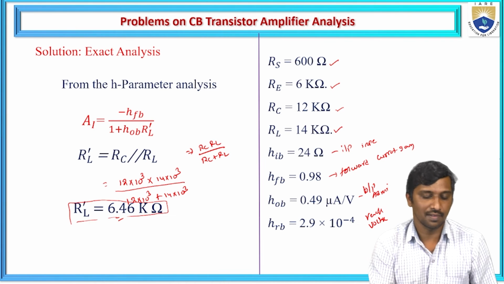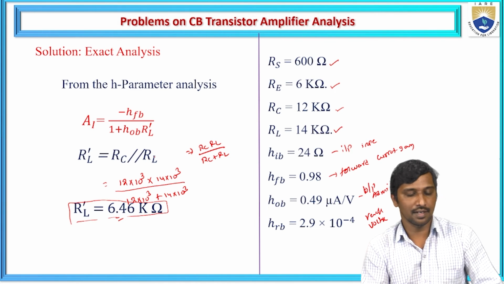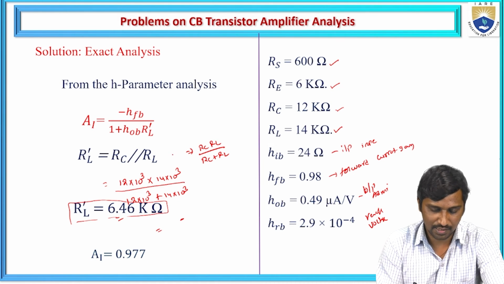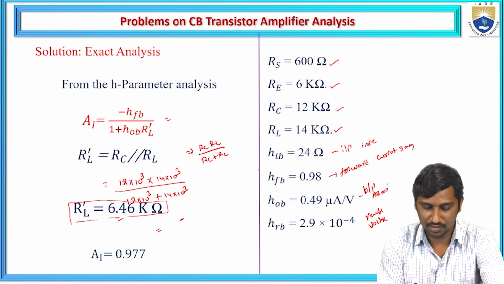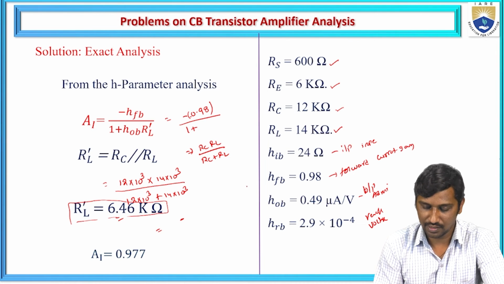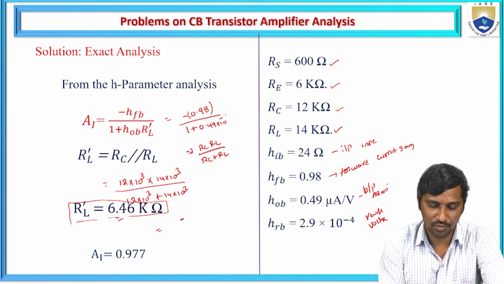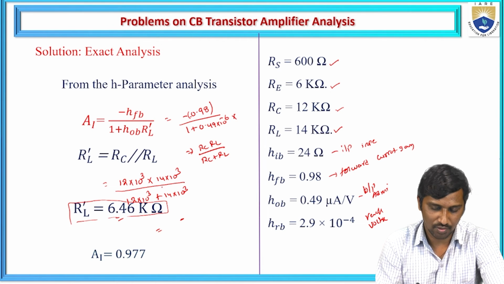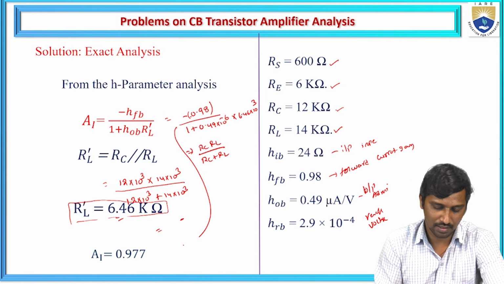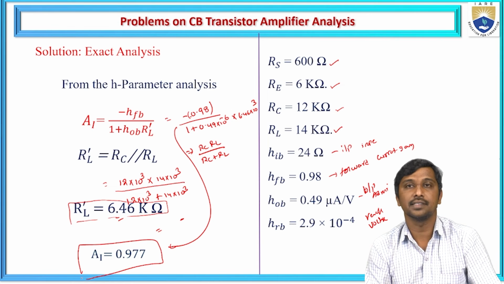Now we need to substitute these values to obtain the current gain. So what is the current gain? Ai is minus HFB, which is 0.98, divided by 1 plus HOB, which is 0.49 into 10 to the power of minus 6, times RL dash, which is 6.46 into 10 power 3 ohms. Then you can simplify this one. It gives the current gain as 0.977.